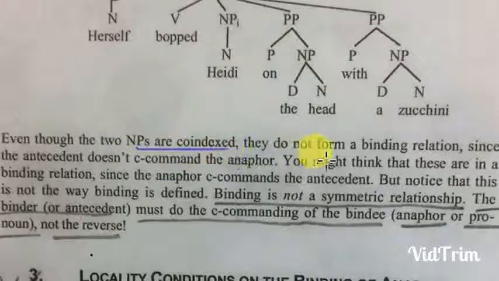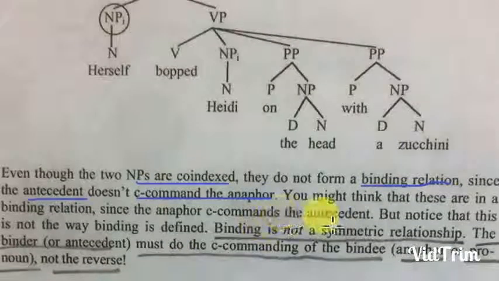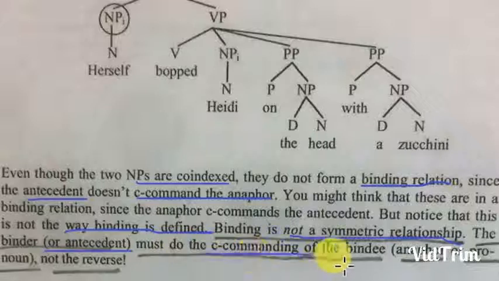Why does it have to be in a relation like this? The noun phrase that is going to bind, Heidi, should occur to the left, since Herself bopped Heidi is incorrect. You might think that these are in a binding relation, since the anaphor c-commands the antecedent, but notice that this is not the way binding is defined. Binding is not a symmetric relationship. The binder or antecedent must do the c-commanding of the binding anaphor or pronoun, and not the reverse.